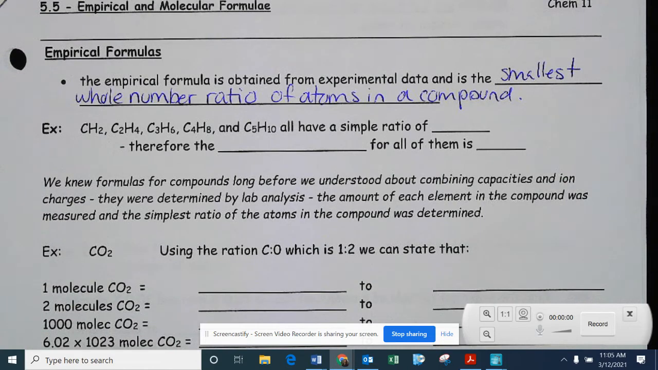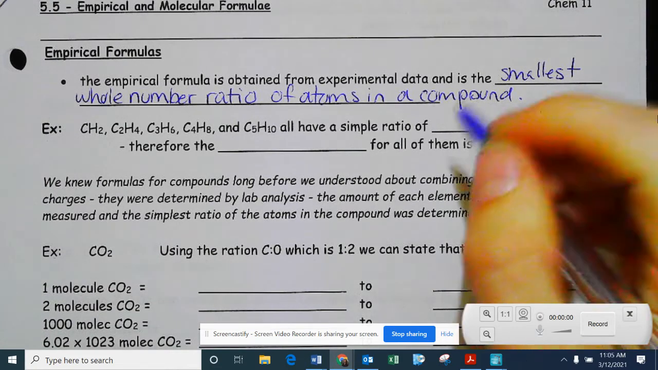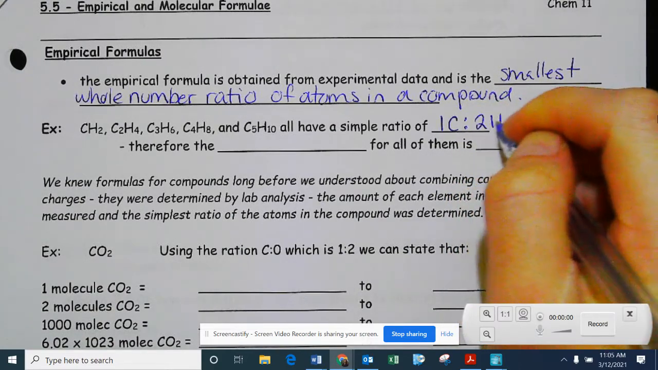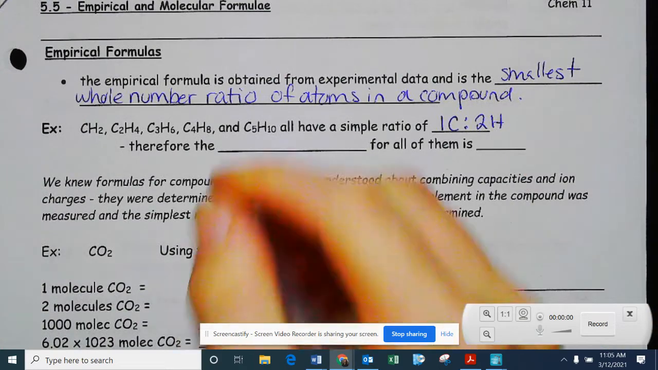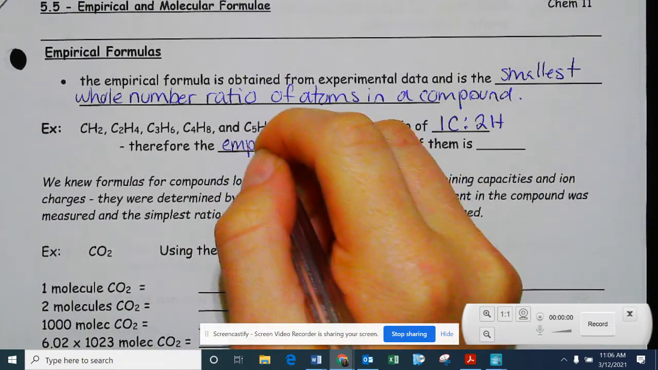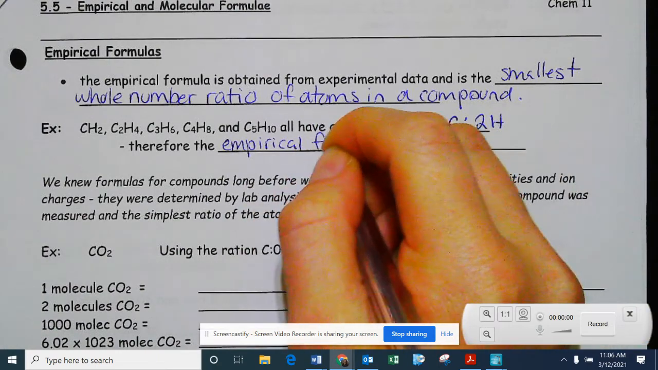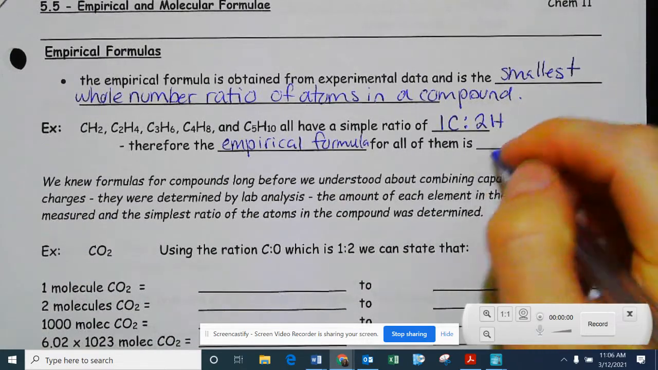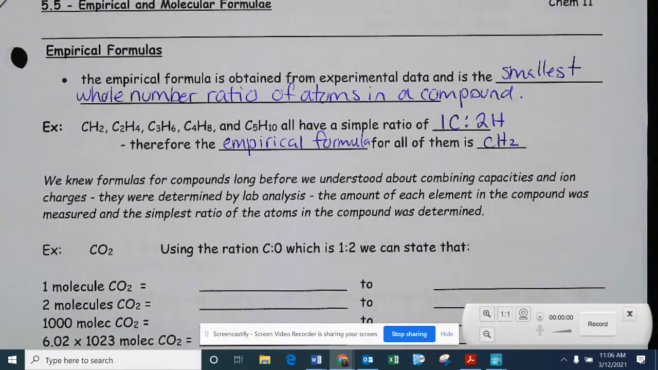So for example, CH2, C2H4, C3H6, etc. They've all got a simple ratio of 1 carbon to 2 hydrogens. So the empirical formula for all of those is just CH2. We're just simplifying it to the lowest common terms, and that gives us the empirical formula, just the lowest whole number ratio, CH2.